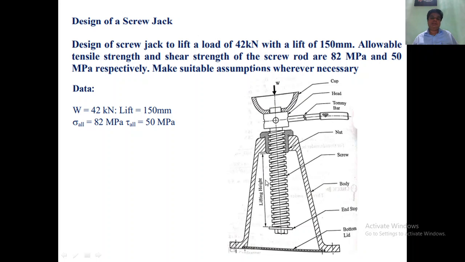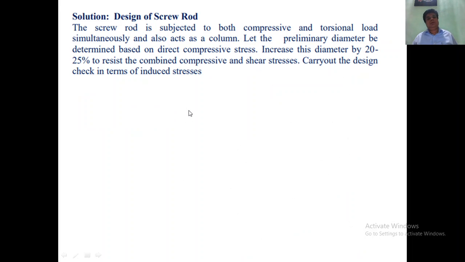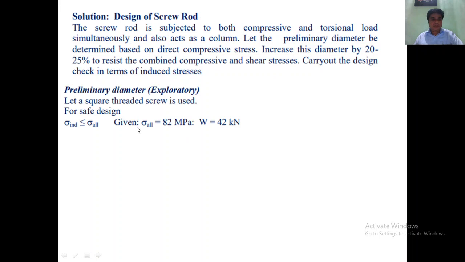That distance is given. So here, since only limited dimensions are given, what you can do is take the diameter and increase it by 20 to 25% to account for the combined compressive and shear stresses. So we'll see now. First, it is a preliminary diameter. We'll calculate the diameter first.